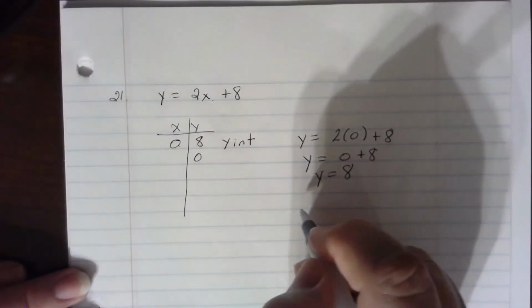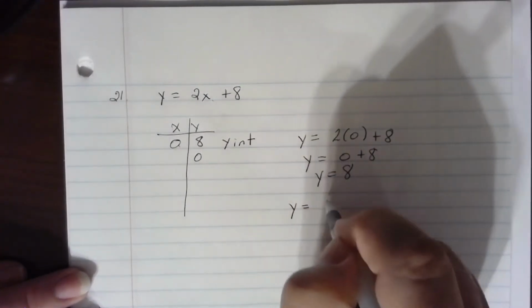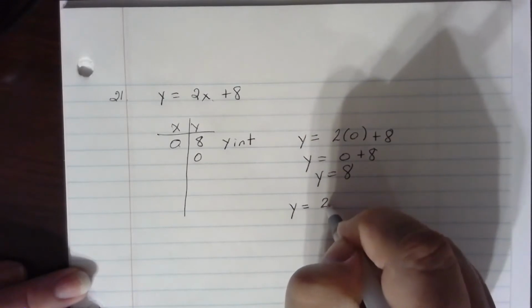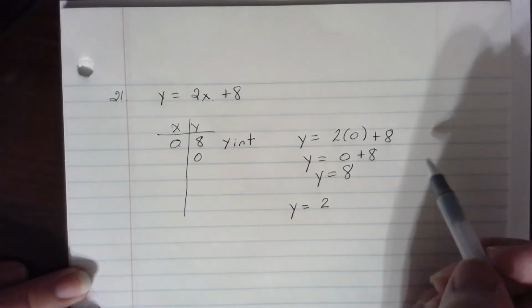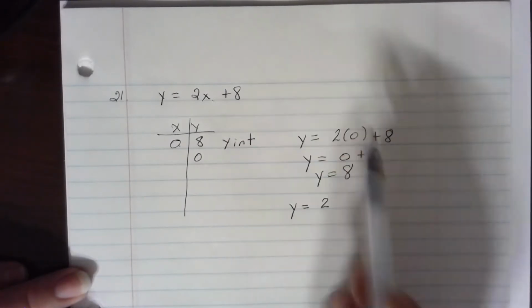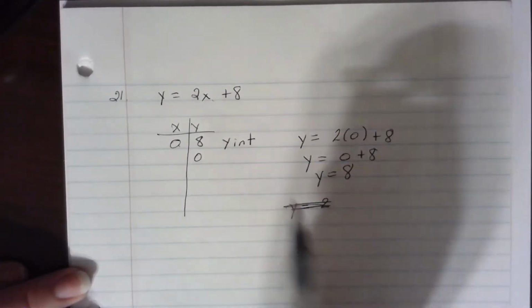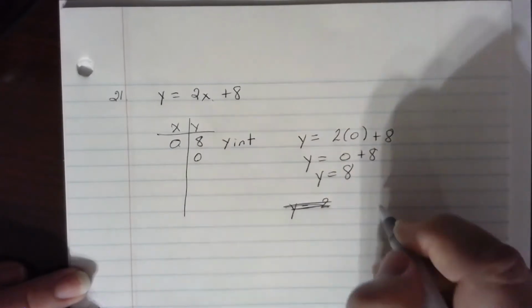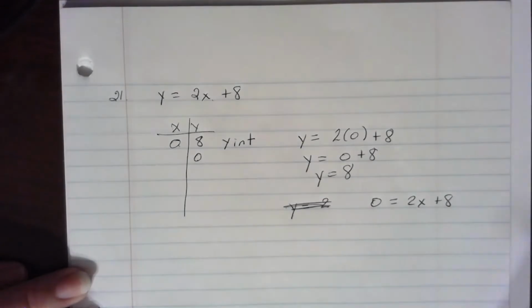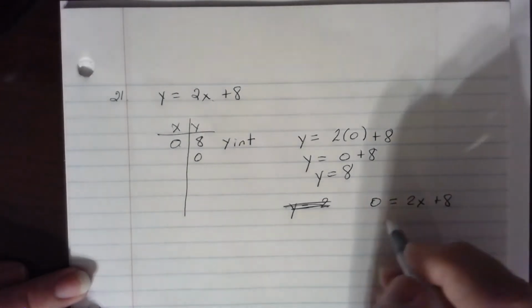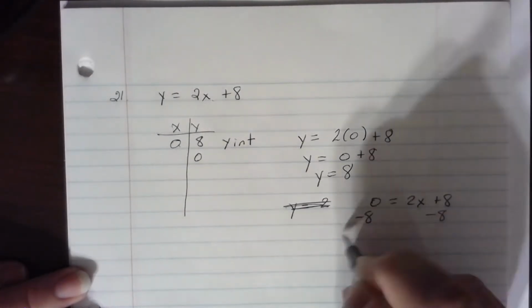Okay. Now I'm going to put in 0 for the x. I just did that. Crud. That was the y-intercept. Okay, strike that. Now I'm going to put in 0 for the y. That's what I was trying to say. And we have to solve for x. So we're going to subtract 8.